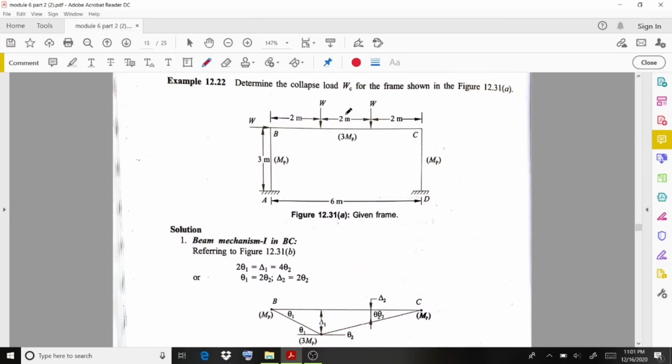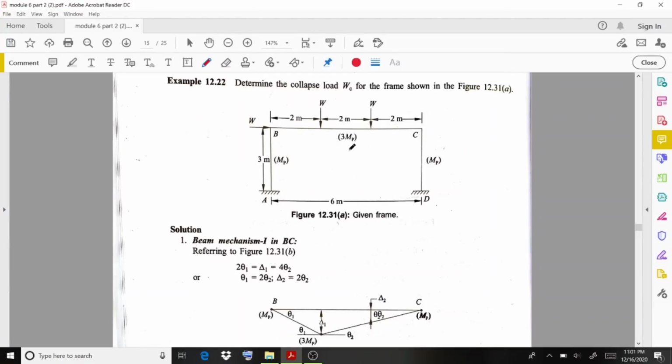Let us discuss another problem relating to the collapse load. Determine the collapse load WC for the frame. In this case, our aim is to calculate the collapse load WC. So we need to consider all those mechanisms: beam mechanisms, sway and combined mechanism in this case also.